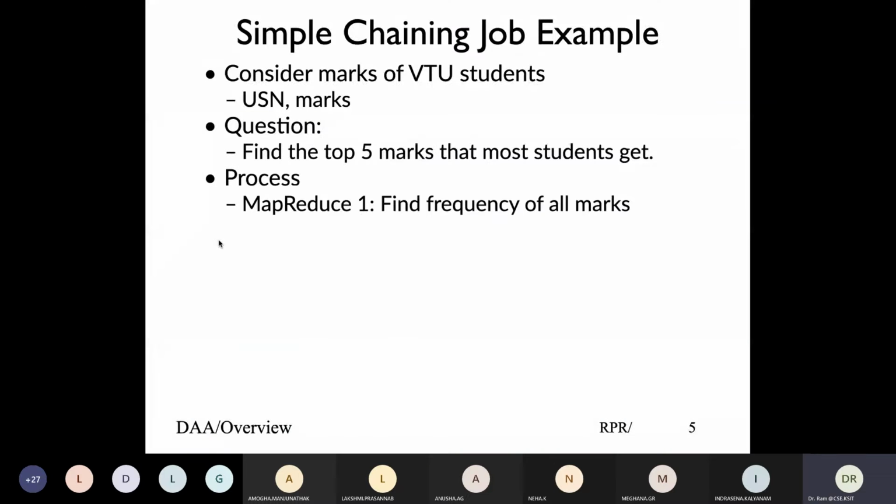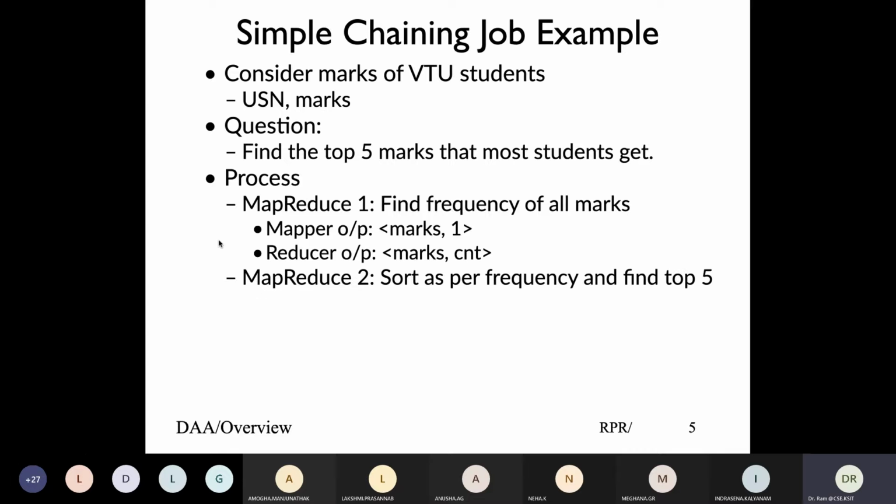First, you basically find the frequency of all the marks. Now, whether you use a key value dictionary or a plain counter doesn't really matter. So you need to find the frequency of each mark, then sort it and find the top 5. So my first MapReduce would be what you have been doing: for each mark, output marks 1, marks 1, marks 1. When you did the word count program, we basically did this.